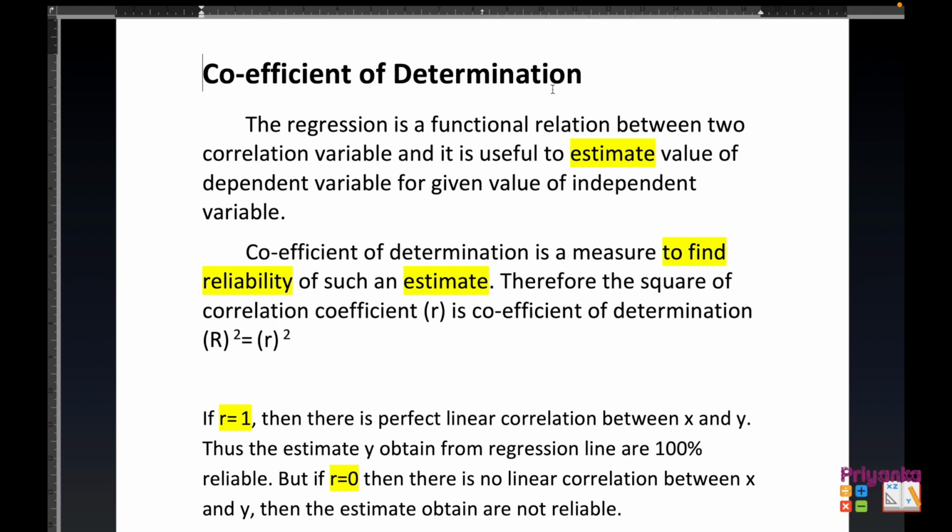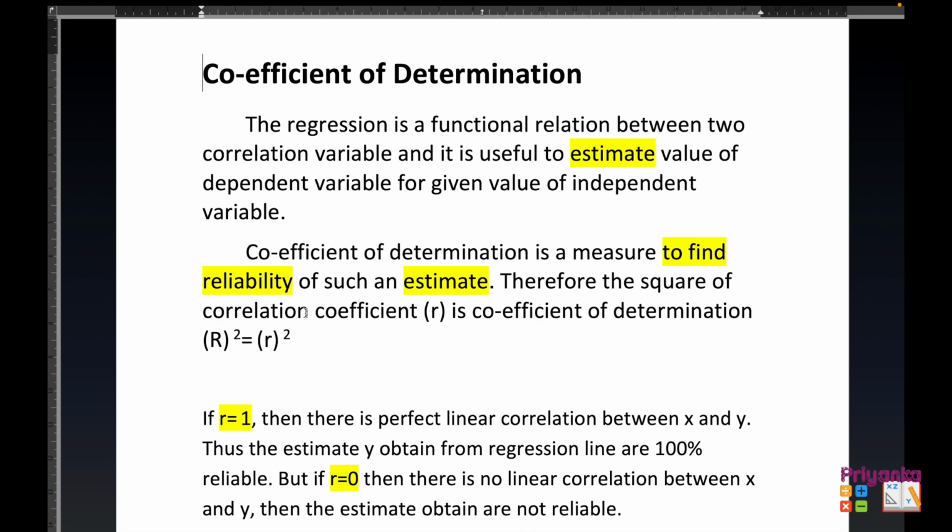This is one of the important topics which we are going to learn in this chapter. Regression is a functional relation between two correlated variables, and it is useful to estimate the value of the dependent variable for a given value of the independent variable, which we have already learned in the last chapter. And here we are going to learn the coefficient of determination, which is measured to find the reliability of such an estimate. Therefore, the square of the correlation coefficient is the coefficient of determination.